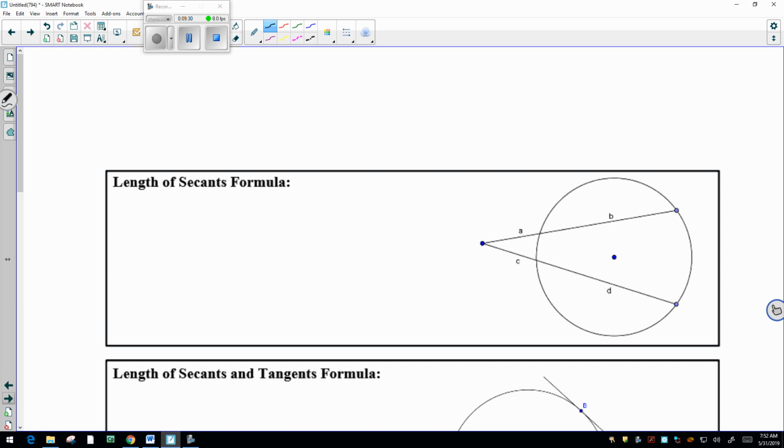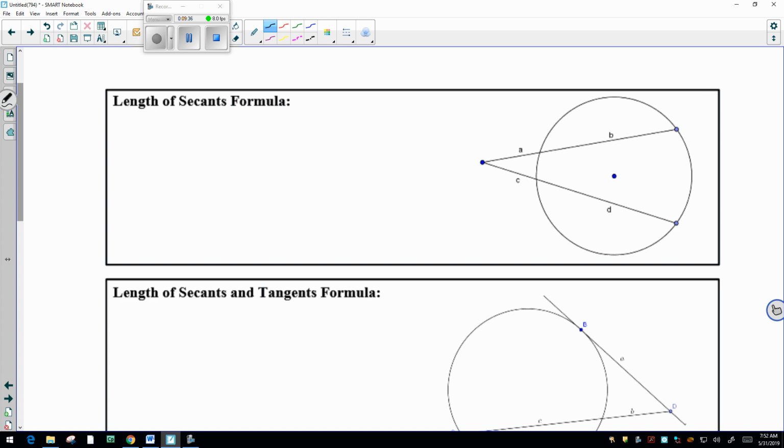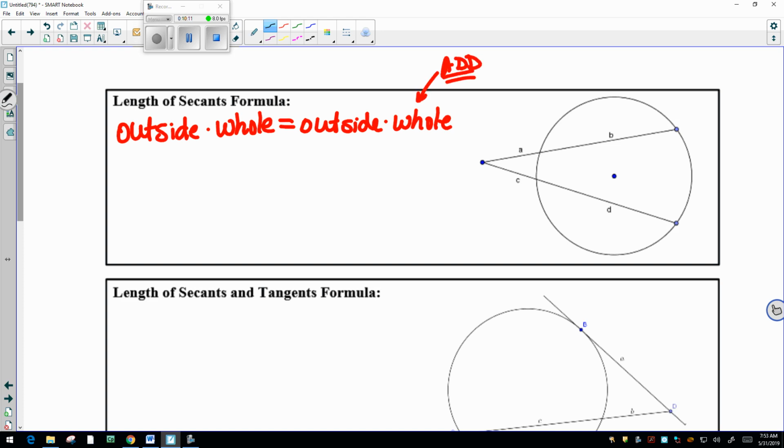Okay, so 2 more formulas that we get. So if I'm trying to find the lengths of secants, so this looks like a picture that we did before where we were finding the angle on the outside. Okay, different though this time because we're not finding angles, we're finding segment lengths. So same idea, I have a picture that has 2 secants and I want to find their segment lengths. The way I like to think about this is if I can think the outside part of the segment times the whole segment, or whole secant, is equal to the outside part of the secant times the whole secant. And when we're thinking whole, I want you to think add. You want to remember that in order to get the whole length.